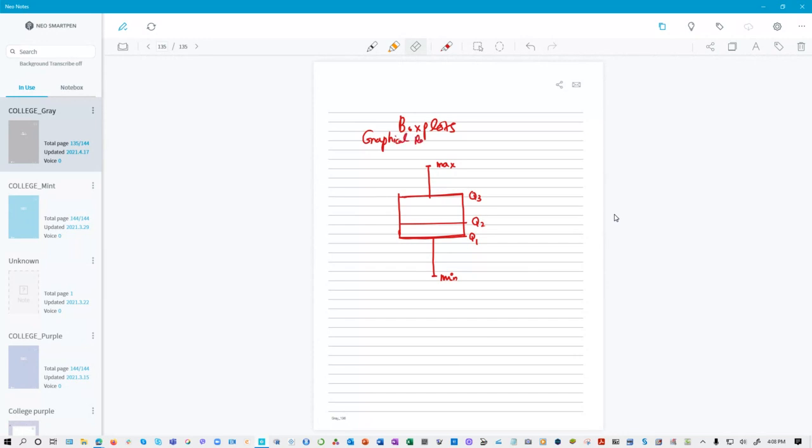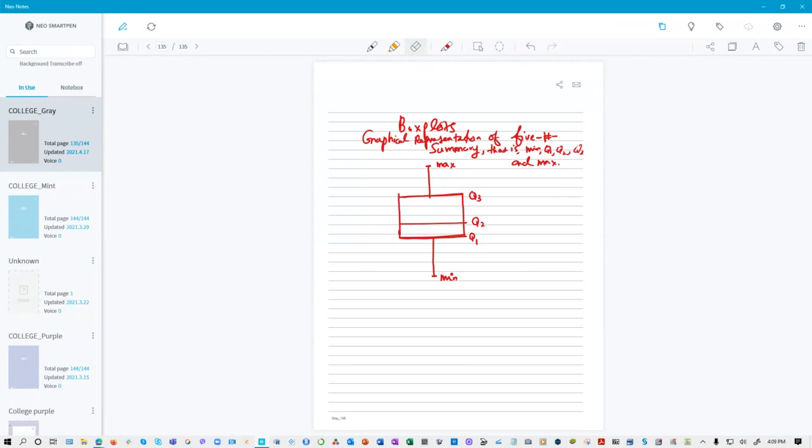Graphical representation of 5-number summary. That is min, Q1, Q2, Q3, and max. Those are the 5 numbers. So we're not going to talk about the outliers. We just simply say that those are the places where we can see that one.